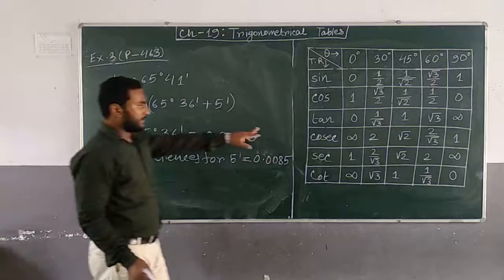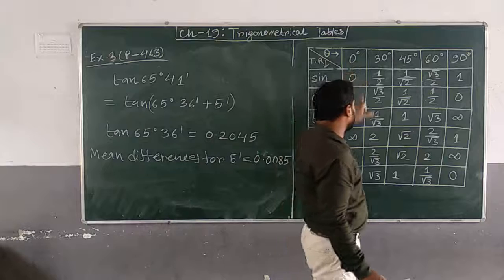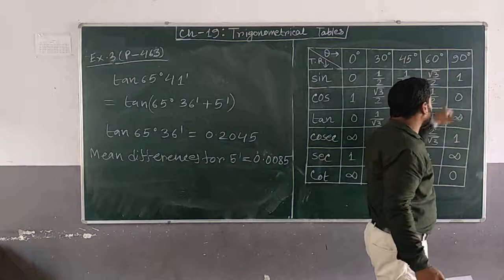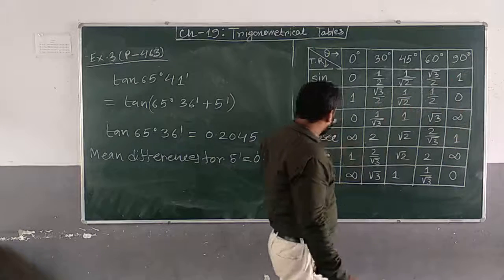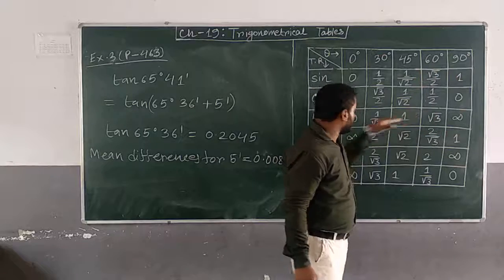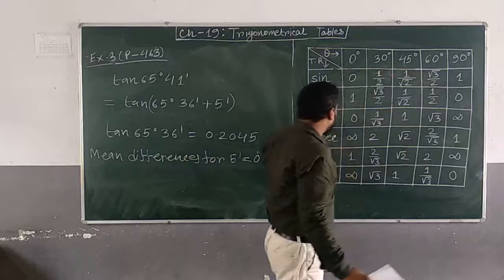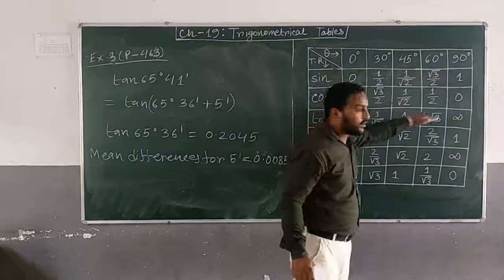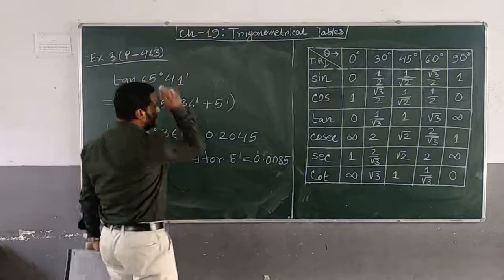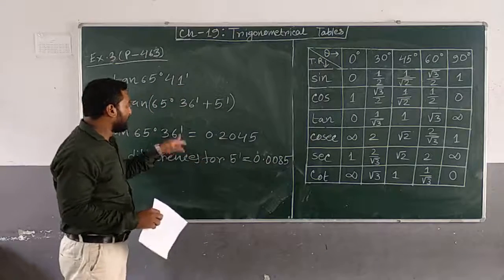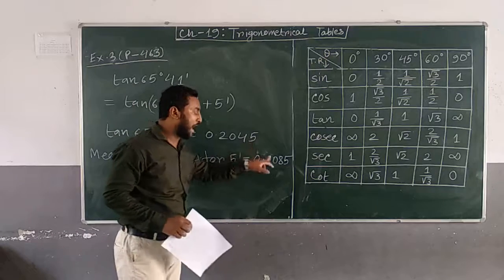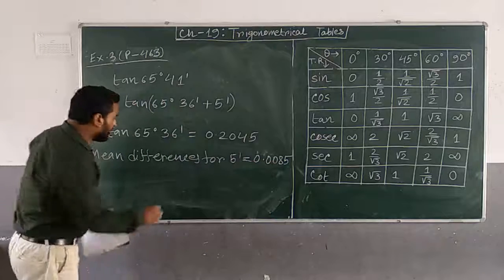Now see this table. In tan theta, at 0 degree it is 0, at 30 degree 1 upon root 3, at 45 degree 1, at 60 degree root 3, and at 90 degree not defined. So when the value of the angle is increasing, the trigonometric ratio, that is tan theta, is also increasing. So when this 5 minutes is added to 36 minutes, it becomes 41 minutes, the angle increases, and the ratio also increases. So we have to add these two, same as sin theta.